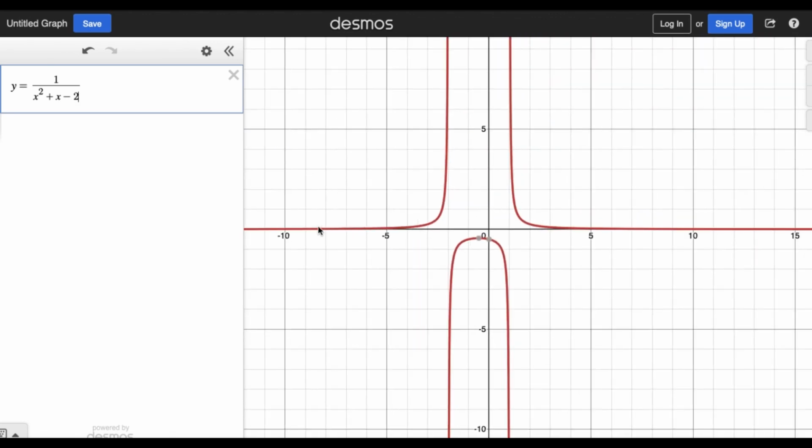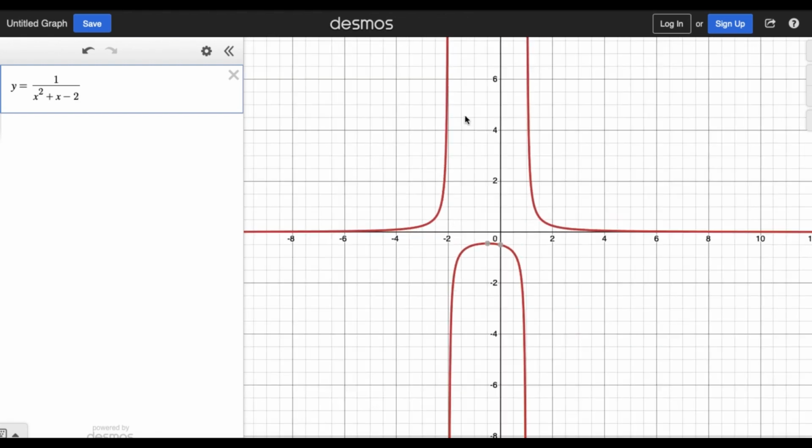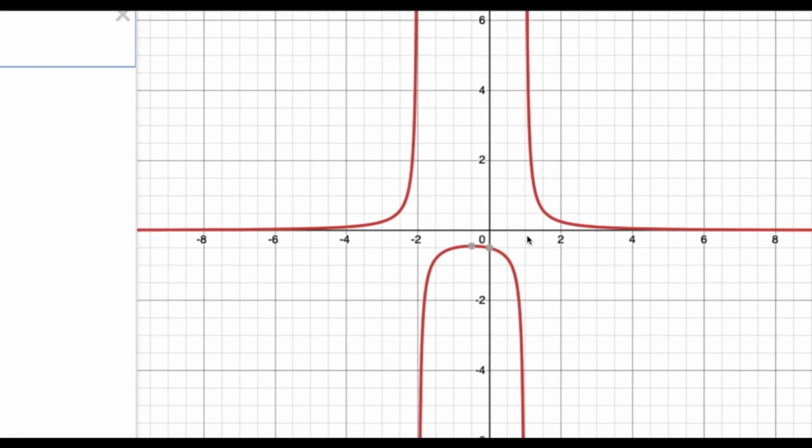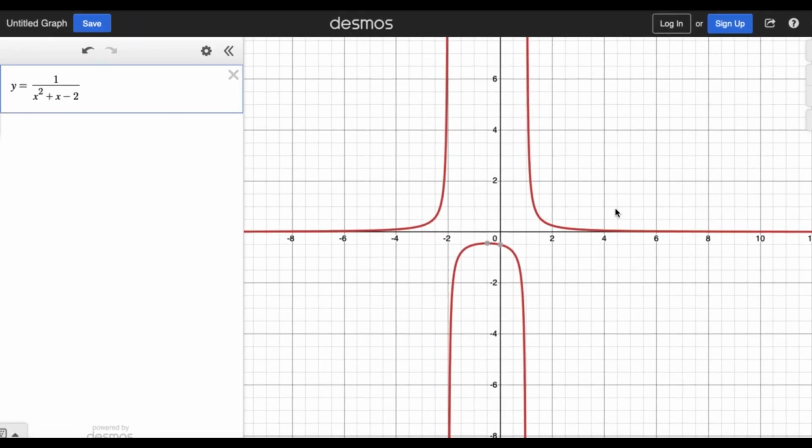There is a horizontal asymptote of 0 and two vertical asymptotes at x equal to minus 2 and 1. Okay, so now we're going to prove that those are our asymptotes.